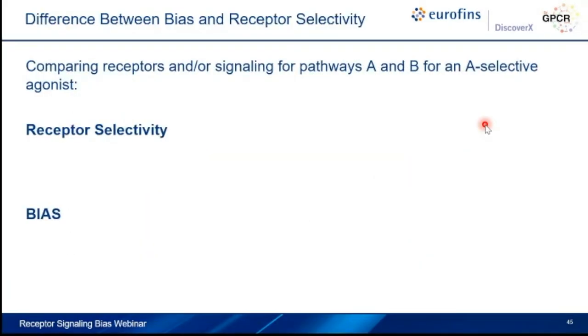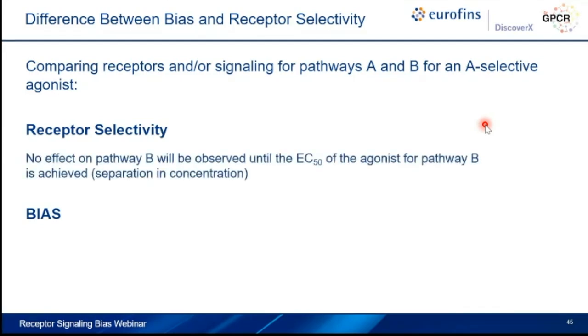Bias is a selectivity, but it is different from receptor selectivity, where you won't get an effect until you attain a concentration that begins to interact with this secondary receptor. So you will get no effects on pathway B until you get to the concentrations that you need to activate the receptor mediating that. Bias is not the same thing.